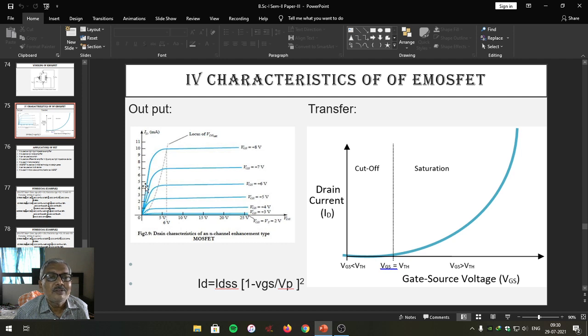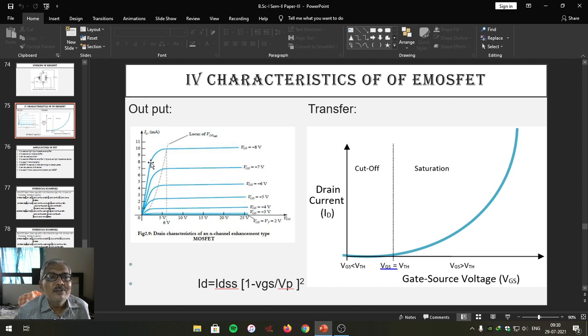Look at here. Up to this, within this, we have got the linear region. That is, when VDS increases, ID increases. VDS is directly proportional to the drain current ID. It obeys Ohm's law. And that's why that linear region we can call it the ohmic region.